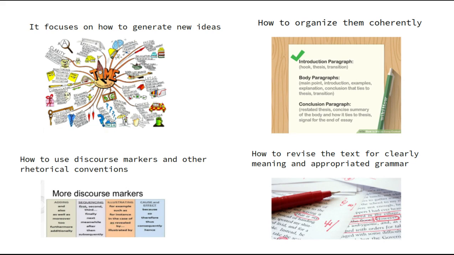And for that, it's very important to pay attention to how to use discourse markers and other rhetorical conventions: how we're going to structure the sentences, how we are going to link those sentences in order to make sense, and to have a wider variety of vocabulary. And that takes us to this part: how to revise the text for clear meaning and appropriate grammar.